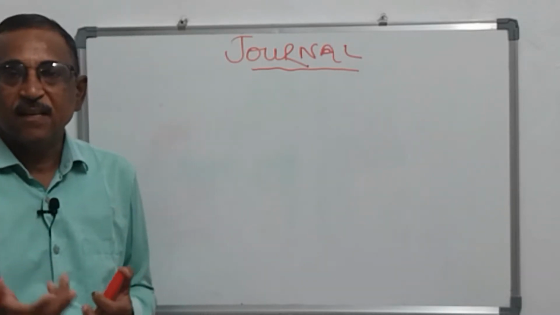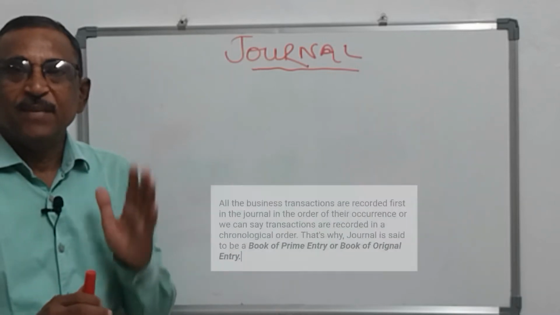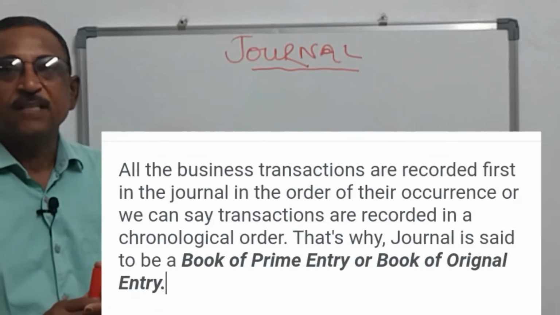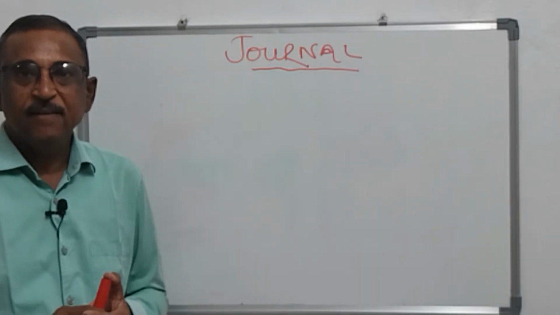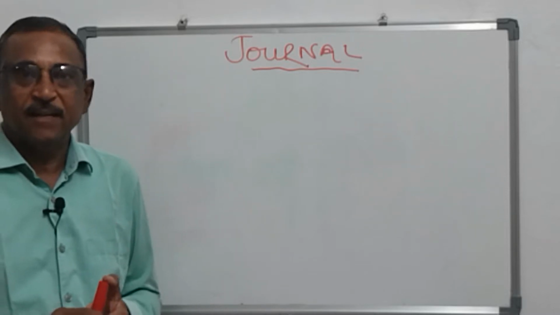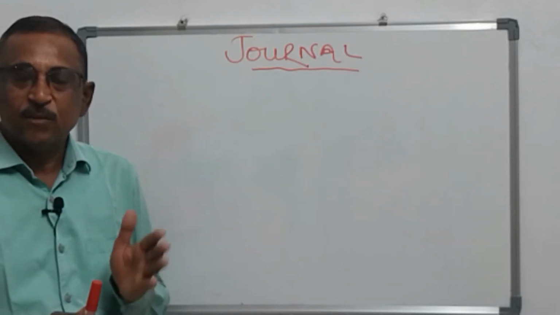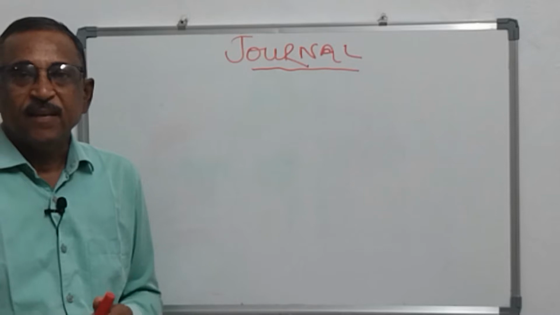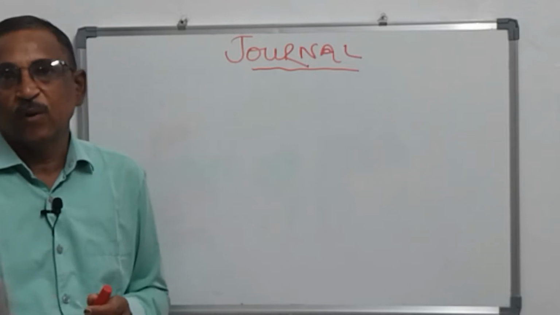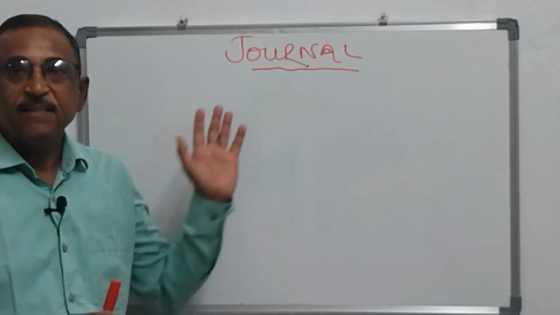Now the question is, what is journal? Journal is a book of prime record. That means whenever any business transaction takes place, it is first recorded in the journal. That's why it is also known as book of prime entry. So in journal we record the entries in a chronological manner, that is day wise, on the basis of dates. Whatever transaction has taken place today will be recorded on today's date, and whatever transaction takes place tomorrow will be recorded tomorrow. So this is the way of recording in journal.